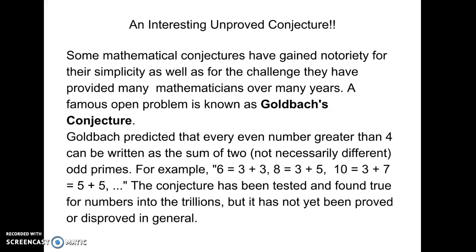So you have to know what prime numbers are. Prime numbers are like 3, 5, 7, 11, numbers that don't have any factors other than 1 and themselves. So you see some examples here. 3 plus 3 is 6, 3 and 3 are both prime. 5 and 3 is 8, both prime, etc.